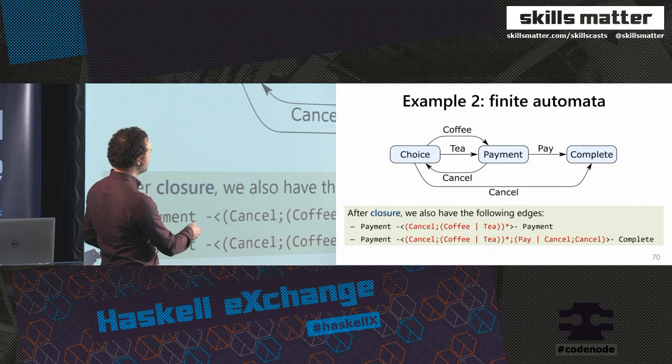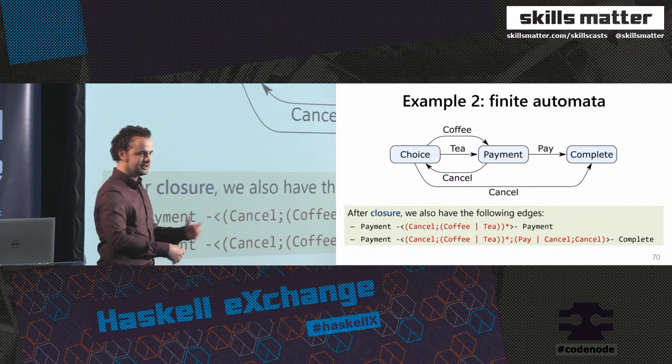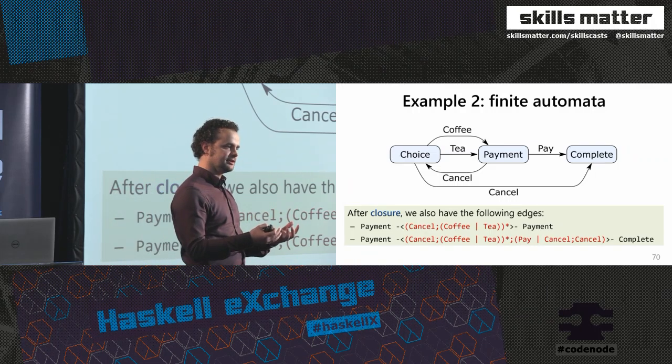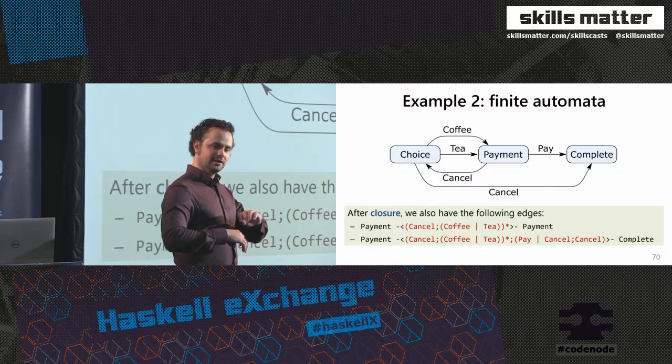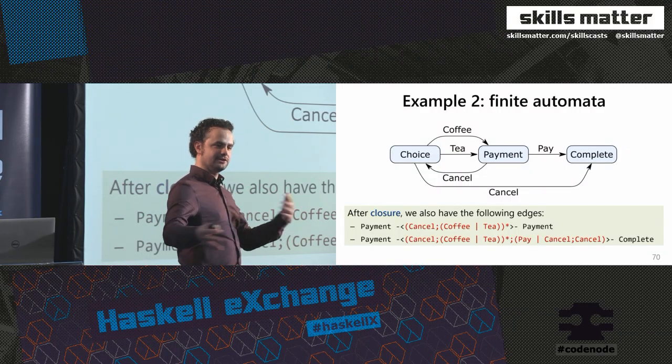And if you want to go from payment to complete, you can do an infinite loop. You can hesitate for an unbounded time, and then you can finally pay, or you can finally do a double cancel. Right? And this you get by writing exactly the same algorithm as for distances, by just interpreting labels in a different semiring. So we can reuse algorithms across different interpretations here.